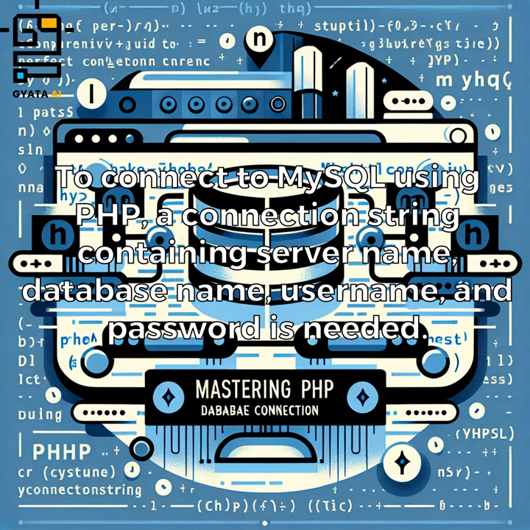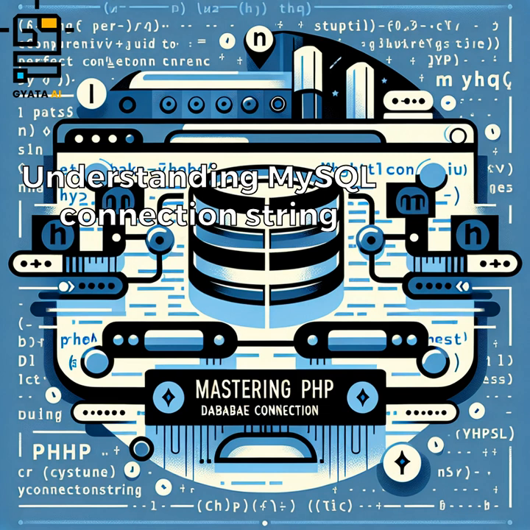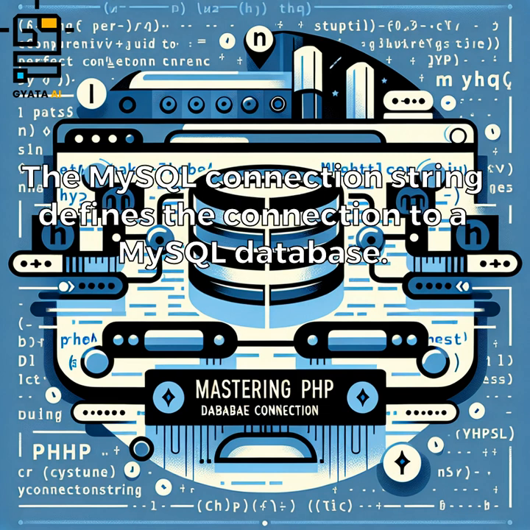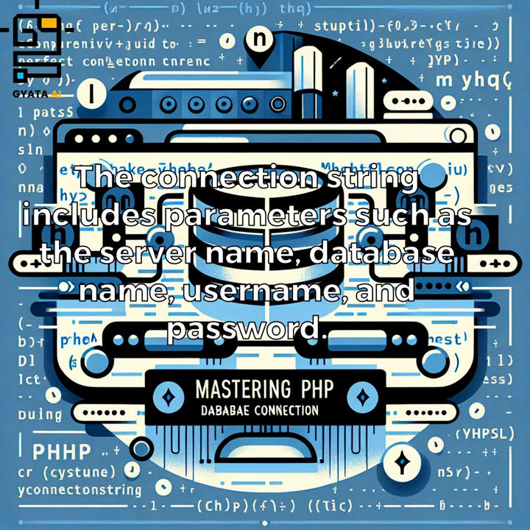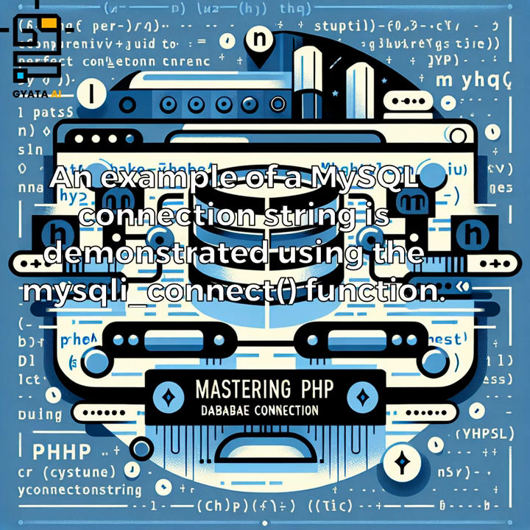To connect to MySQL using PHP, a connection string containing server name, database name, username, and password is needed. Understanding the MySQL connection string: it defines the connection to a MySQL database. The connection string includes parameters such as the server name, database name, username, and password. An example of a MySQL connection string is demonstrated using the mysql_connect function.